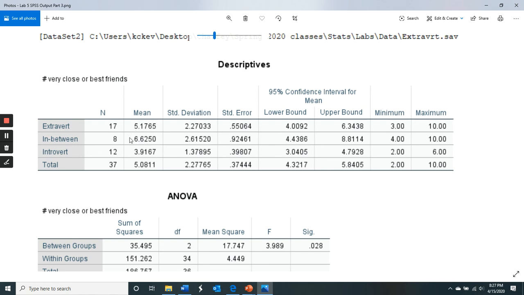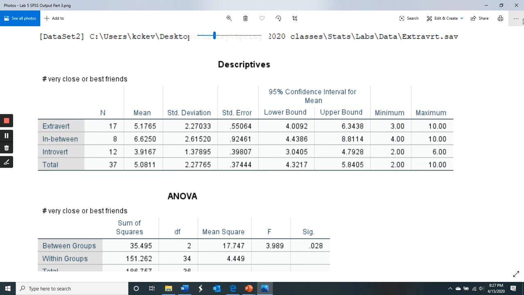So in our sentence then, we'll say that post hocs suggest that people who are in between have more best friends than those who are introverted. Period. And that's it. That's our sentences. We're done. Oh, I'm sorry about that.